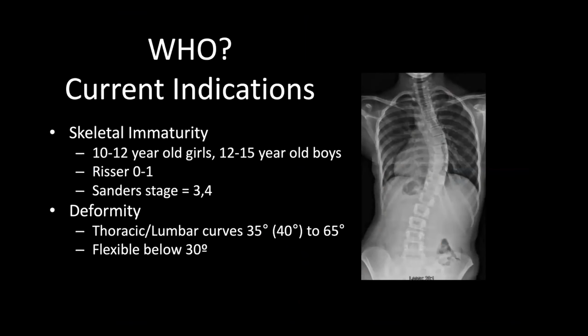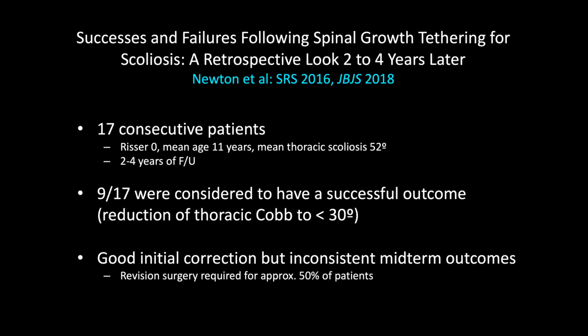Who are the indications, or who are the patients? Patients with moderate curves, skeletal immaturity present, and I prefer Sanders 3 and 4, that really explosive growth still yet to come, and certainly flexibility of the spine. Those that have failed bracing are also good candidates.